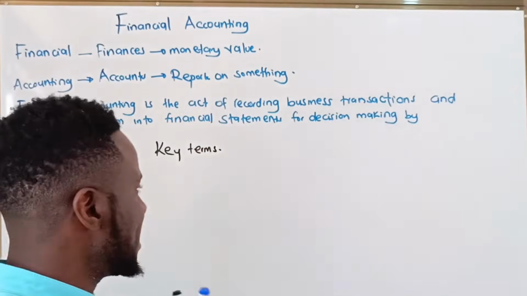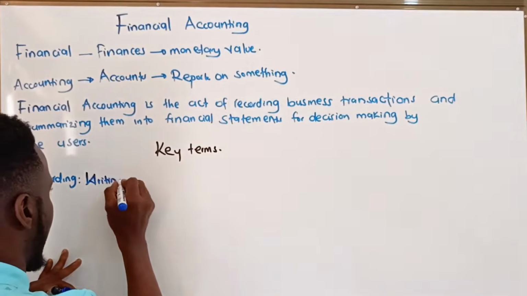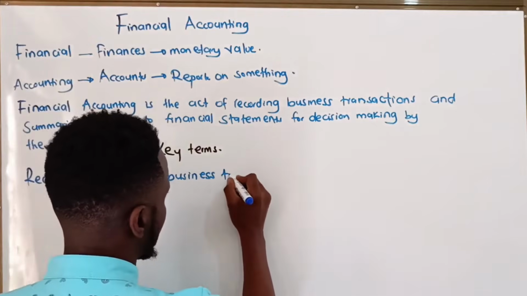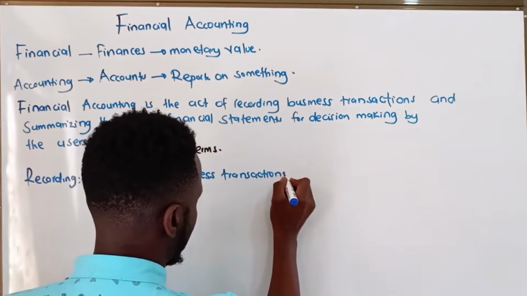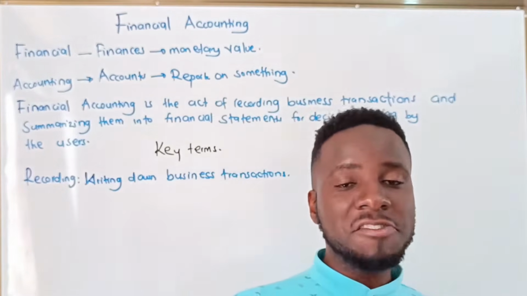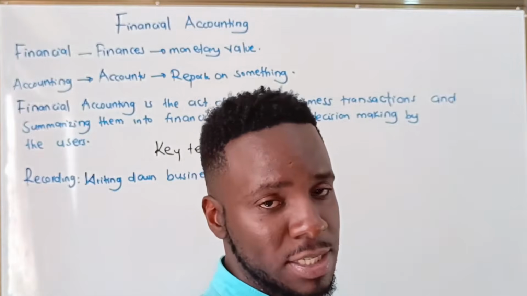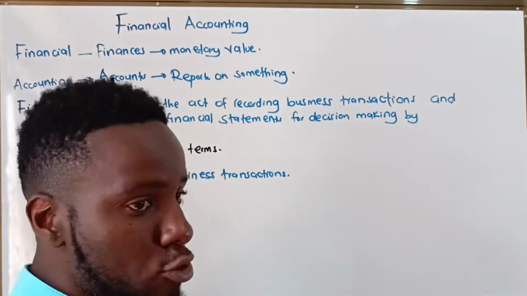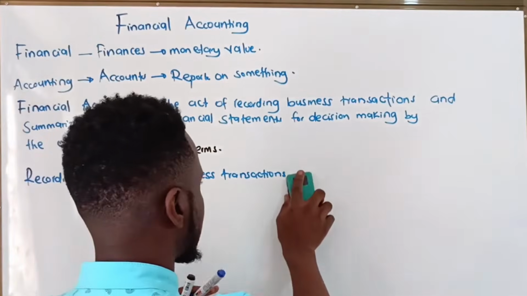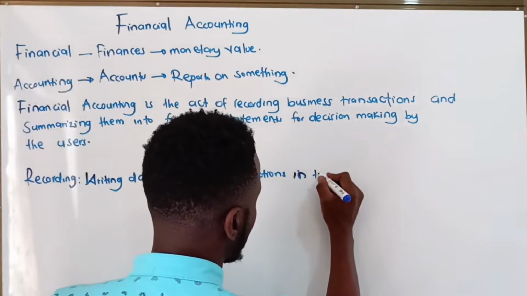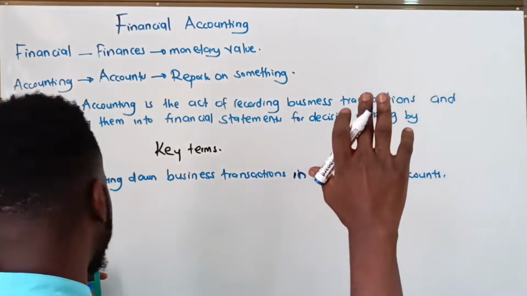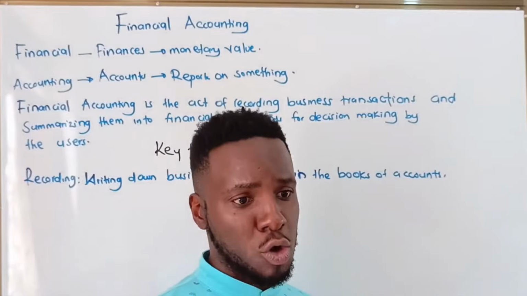Recording means writing down business transactions. For example, in a business, we are transacting on a daily basis, so we give out receipts. So we write down the business transactions. We note them down in the books of what? In the books of accounting. Therefore, recording is all about writing down the business transactions in the books of accounts.